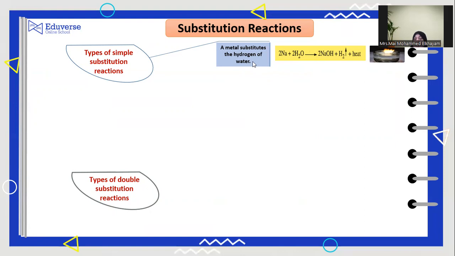And pay attention to one of the questions. It can come as sodium plus water gives what? Or a metal plus water will give metal hydroxide plus hydrogen plus heat. The other example is a metal substitutes the hydrogen of diluted acid.